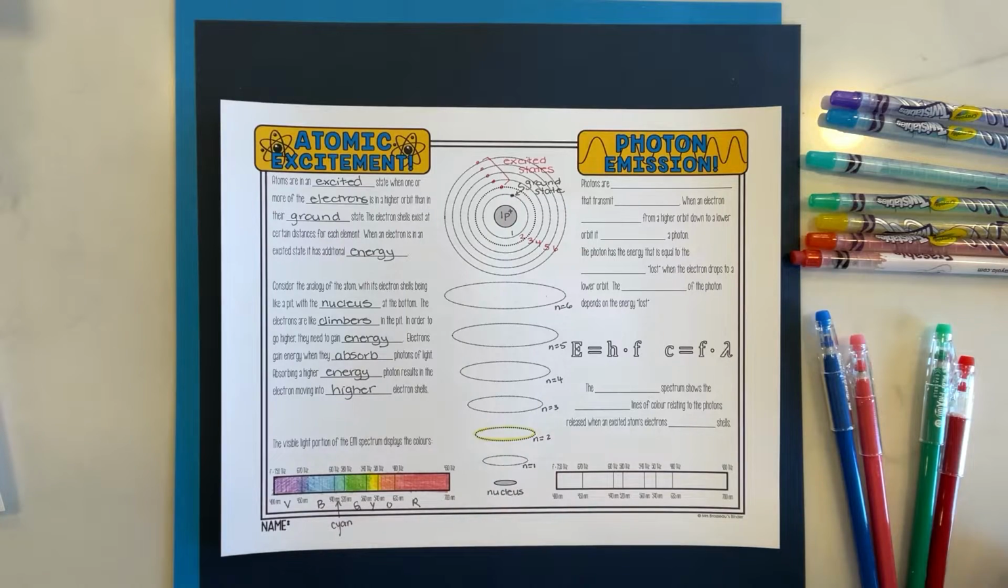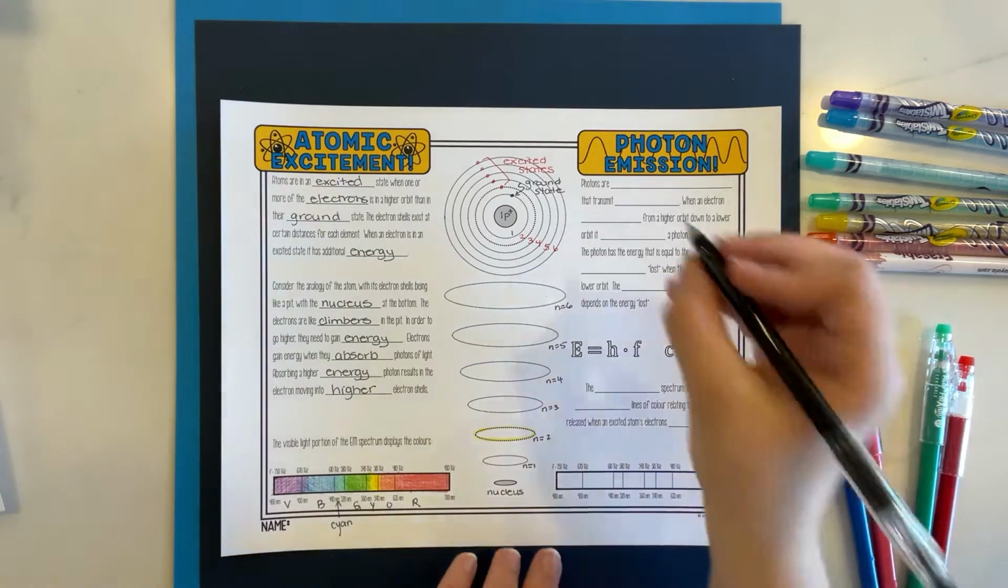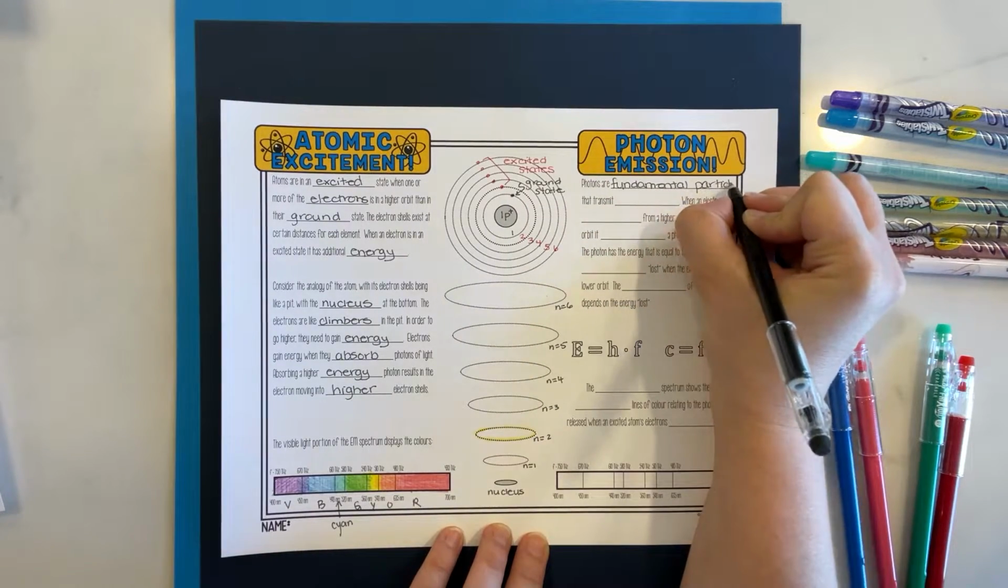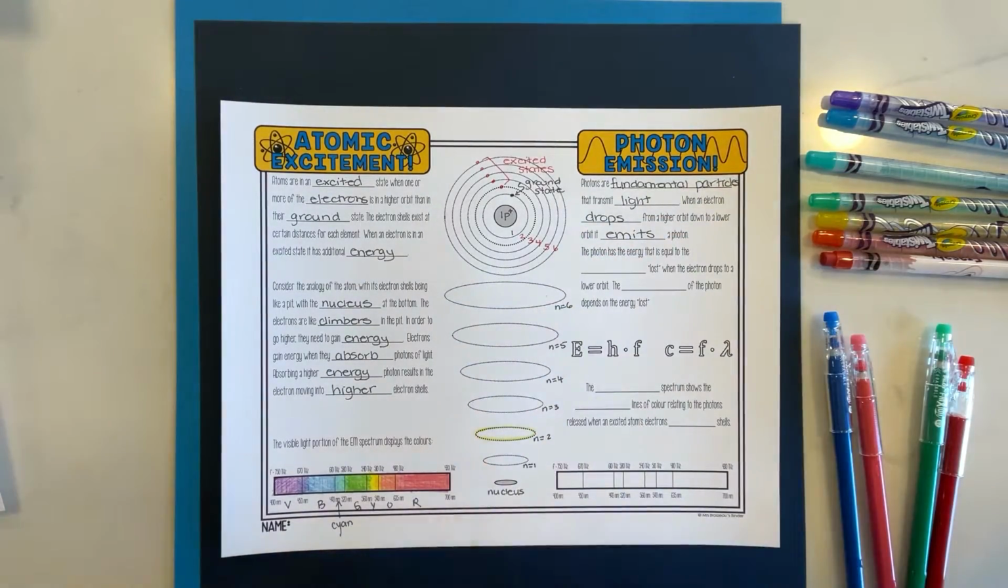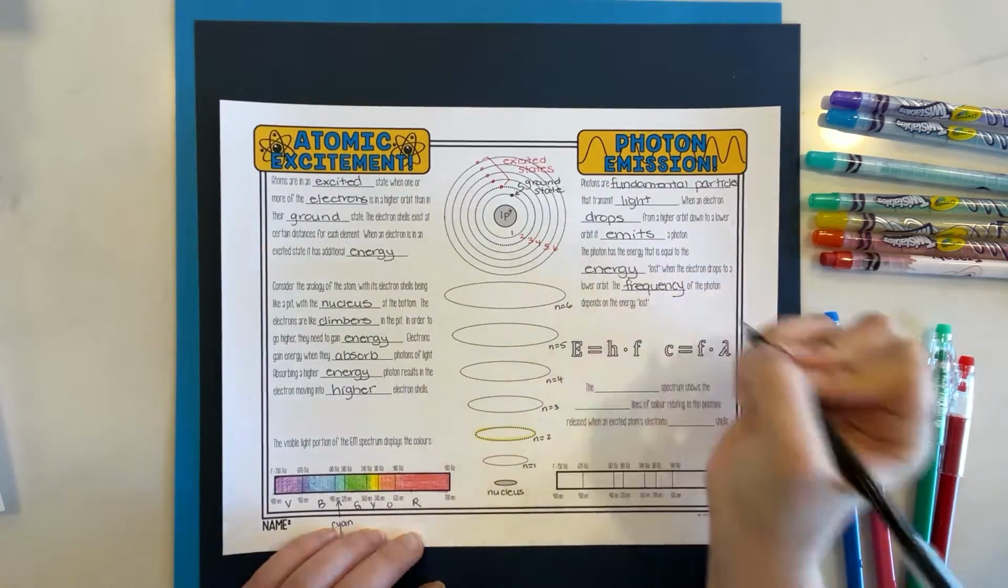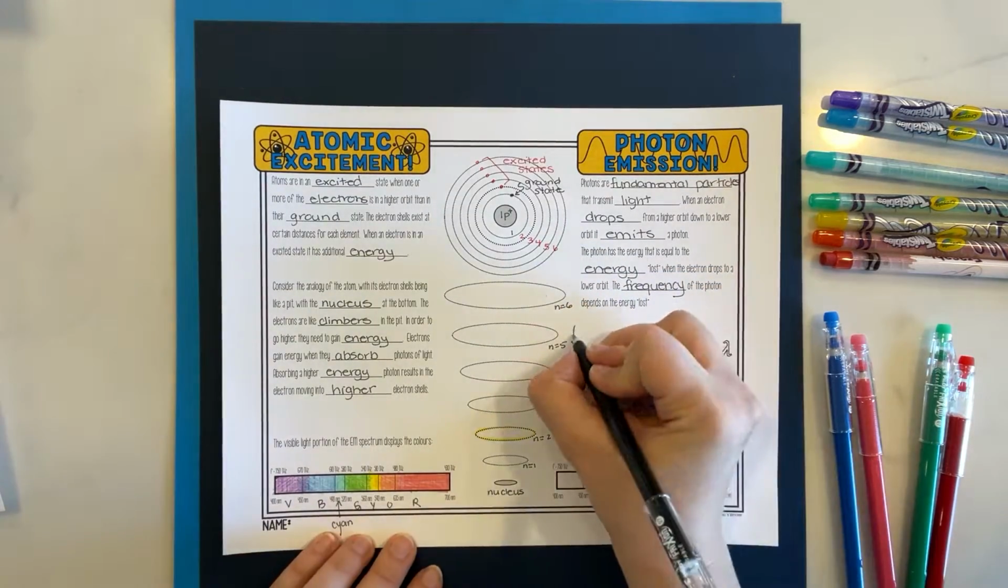Then we'll start talking about the photon emission. Photons are fundamental particles that transmit light. When an electron drops from a higher orbit down to a lower orbit, it emits a photon. The photon has the energy that is equal to the energy, quote-unquote, lost when the electron drops to a lower orbit.